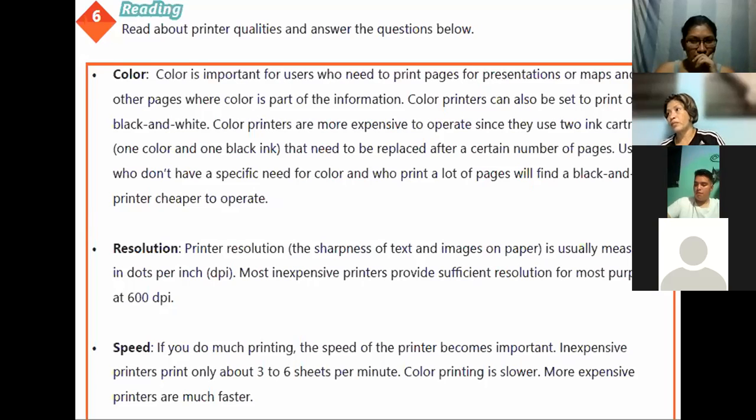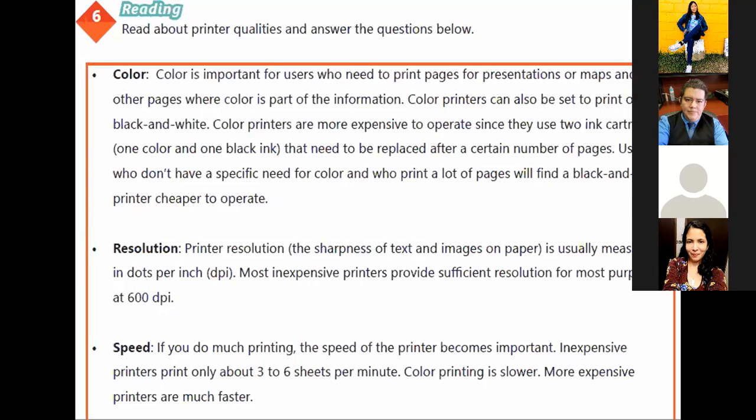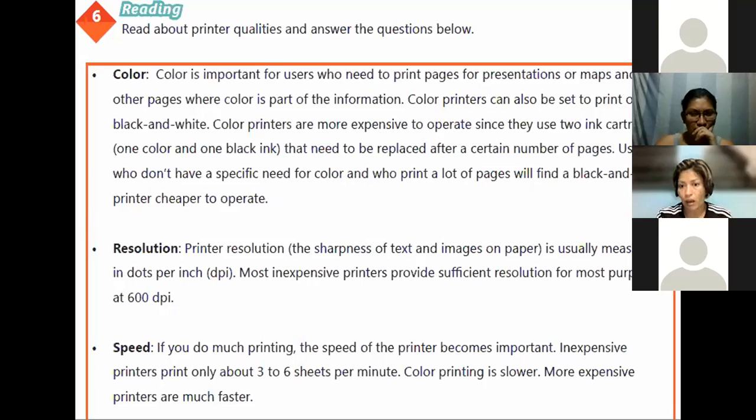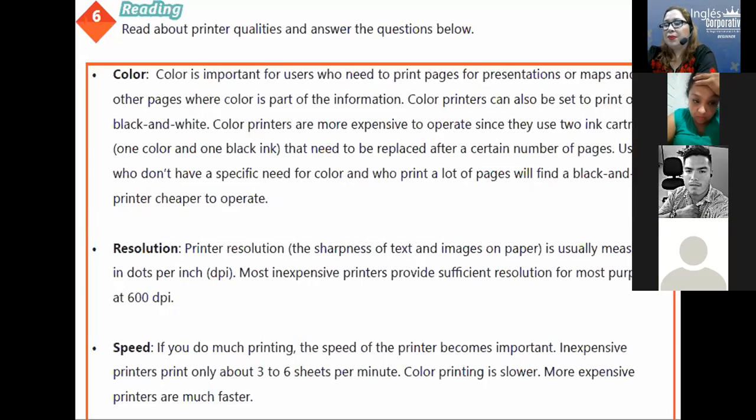Why is color important for some users? It's important for some users because of printing pages for presentations or maps or other pages where color is part of the information. Okay, good. Where color is part of the information. And also, there are some specialized printers, for advertising, for example, or designing, or for the architects, right?